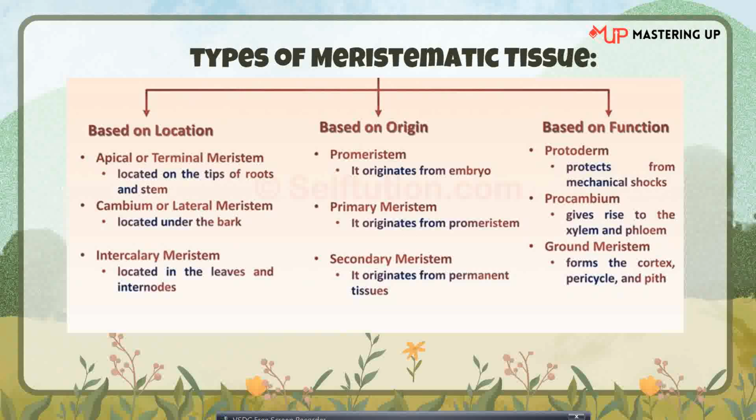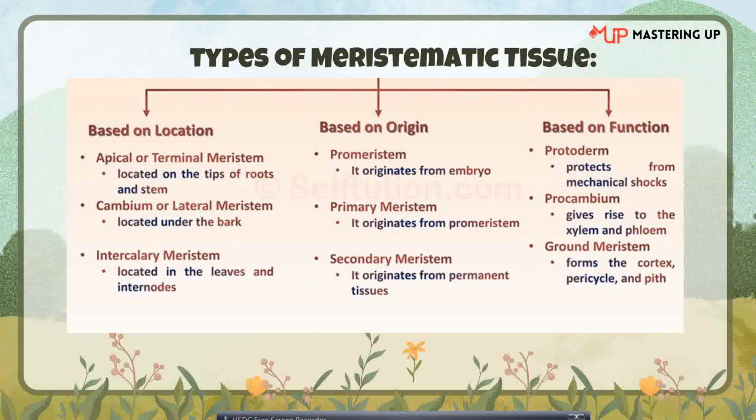The bark is the dead part of the plant. It is dead cells that form the bark. Under the bark there is a living part, and that has the cambium or lateral meristem. Now intercalary meristem is located in the internodes and leaves. So based on location, we will be dealing with these types of meristems.